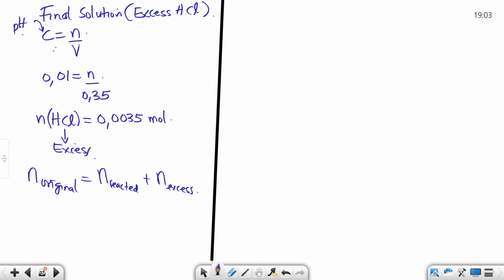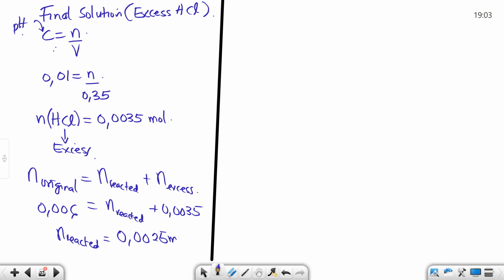Now, what is the number of original moles? 0.006, I think. Do we know the number of moles that reacted? No. But do we know the number of moles in excess? 0.0035. Can we calculate the number of moles that reacted now? What's your answer? 0.0025 moles. So the number of moles that reacted is 0.0025 moles of hydrochloric acid. This is the end we're looking for.